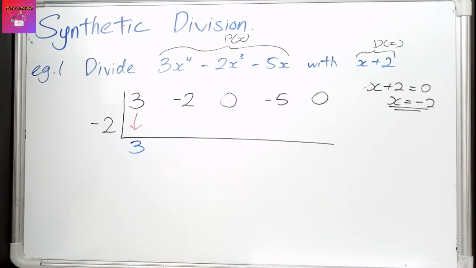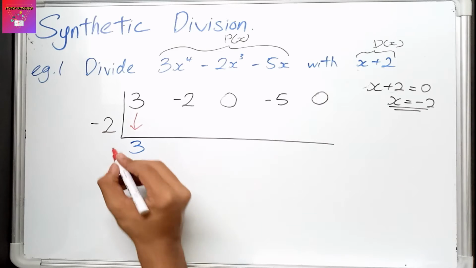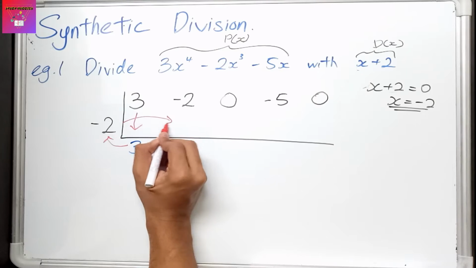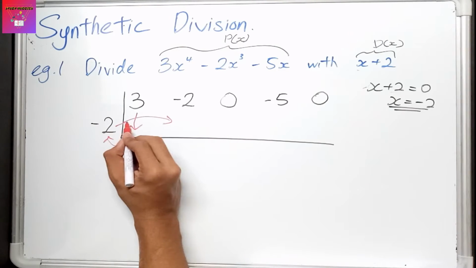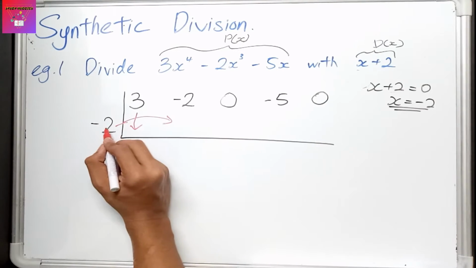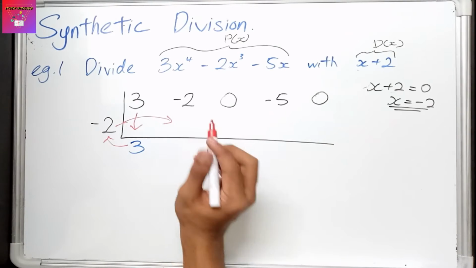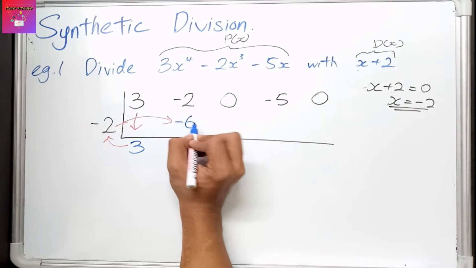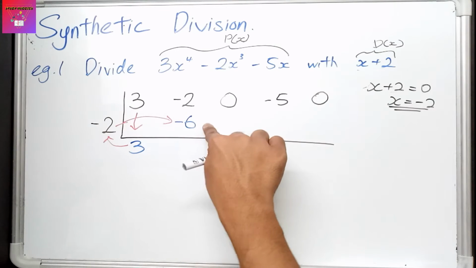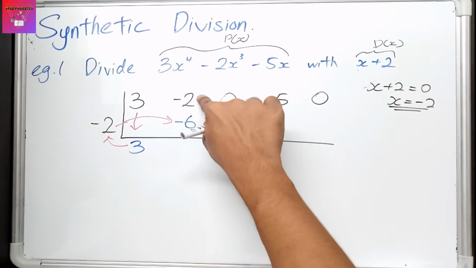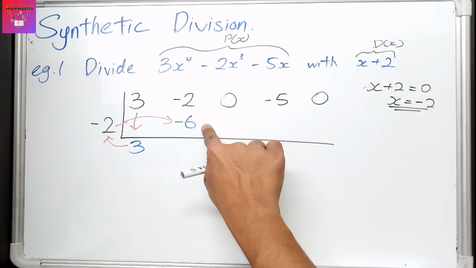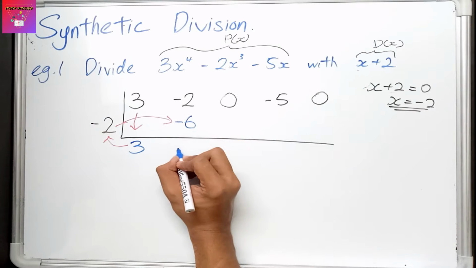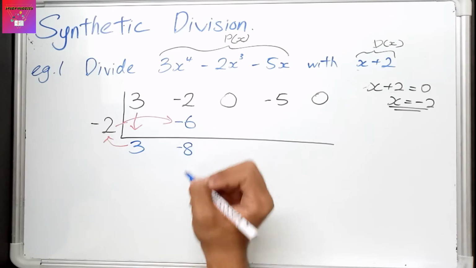After I bring down number 3, now I'm going to multiply 3 with negative 2 and write down the answer over here. I hope you understand. 3 times negative 2, you're going to get negative 6, I'm going to write it over here. Then I'm going to solve negative 2 plus negative 6, which is actually negative 2 minus 6, and we are going to get an answer of negative 8.